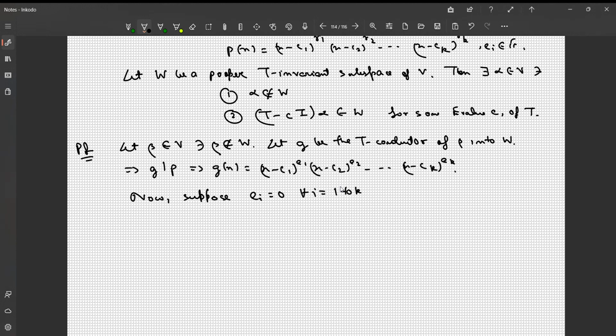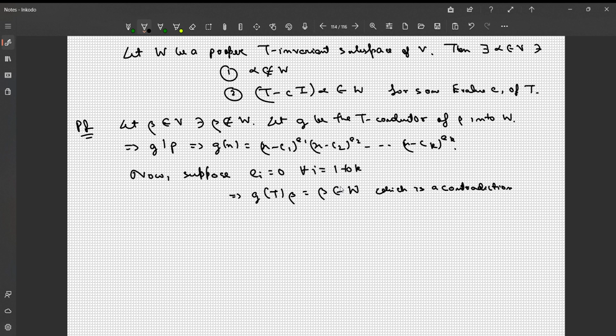Now suppose Ei is 0 for all i equals 1 to k. That is, every exponent is 0. So that implies G of T of beta is exactly equal to beta, and that must be inside W because G of T of beta is inside W, which is a contradiction, right? Because we have assumed beta to be not in W. So since it is a contradiction, there must be some Ei which is not equal to 0, right?